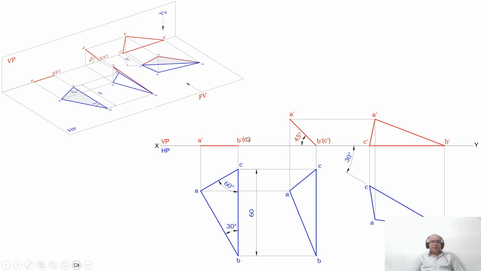So understanding how to read the drawing is very important. Then, for each of these lines, whether it is in true length or apparent length, you should be able to make out the difference, and that is going to help you in solving this particular problem.